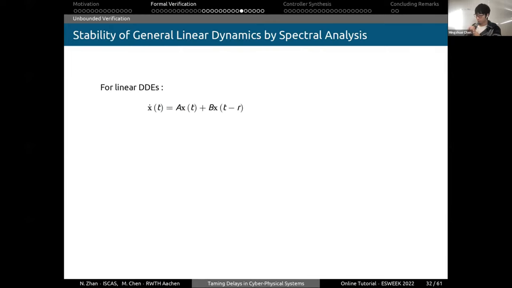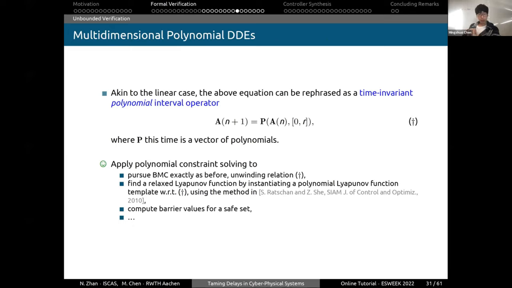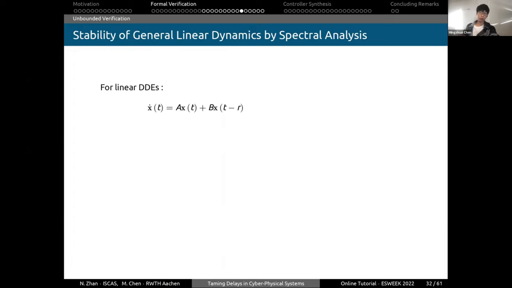All right, now, as I've already mentioned, this method has a big restriction that we cannot have the dependency on the current state. And that's why we try to explore a more general method that can actually have the dependency on the current state. And we do this by using some spectral analysis method from mathematics. Let's start by considering some simple linear forms of delay differential equations in this form, where A and B are both matrices.